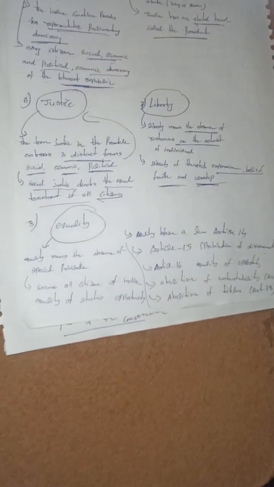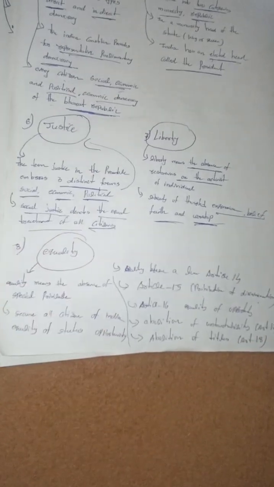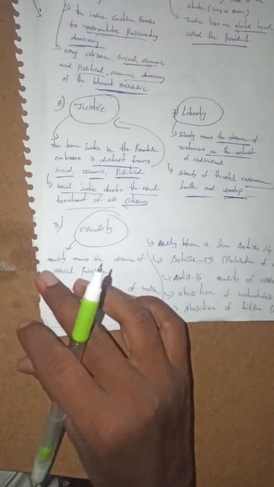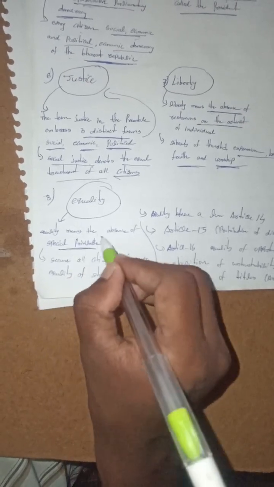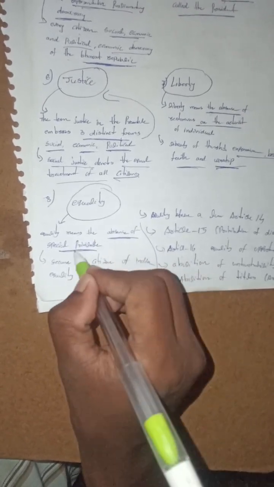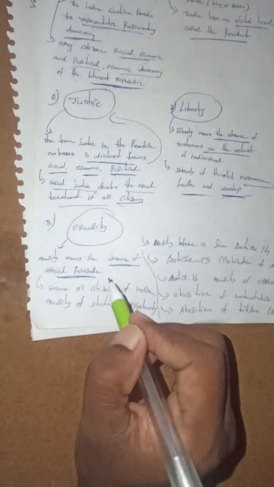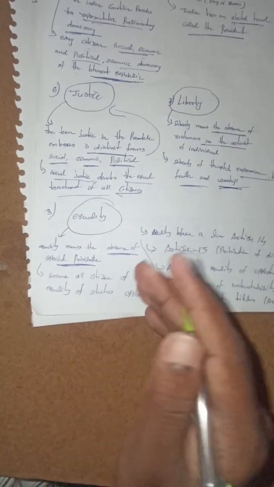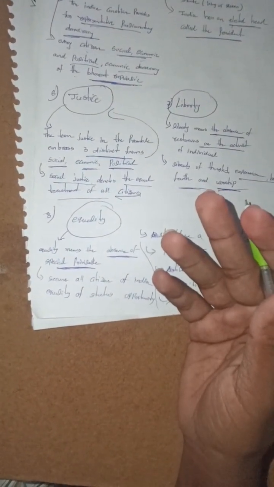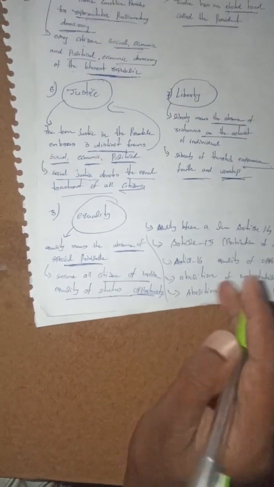And one more thing, equality. Article 14 says that every person is equal before the law and has equal protection of the law. The term equality means the absence of special privilege to any section of society. The preamble secures to all citizens of India equality of status and of opportunity.